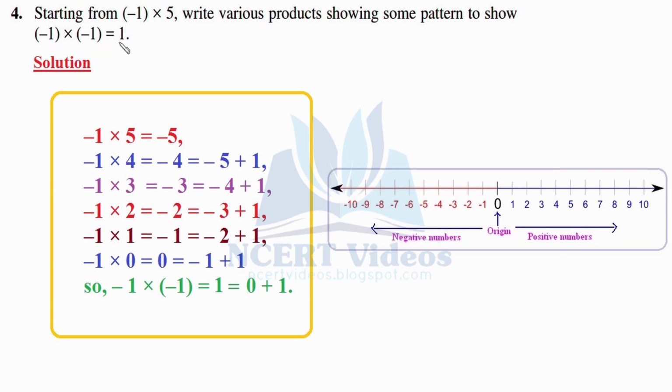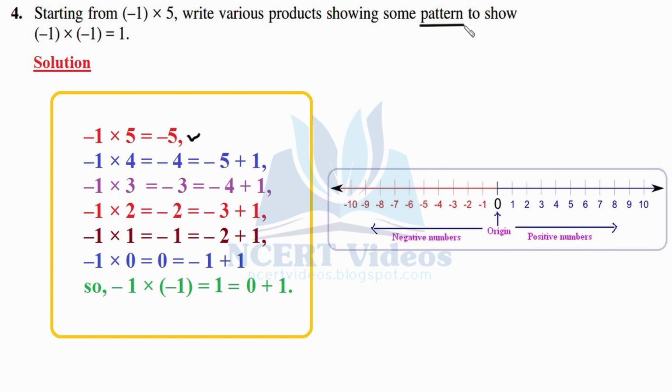Fourth, starting from minus 1 into 5, write various products showing some pattern to show minus 1 into minus 1 equal to 1. So we have to start from minus 1 into 5, that gives you minus 5. We have to reduce number by 1 in order to get the pattern. So first of all, the first one is given to us.